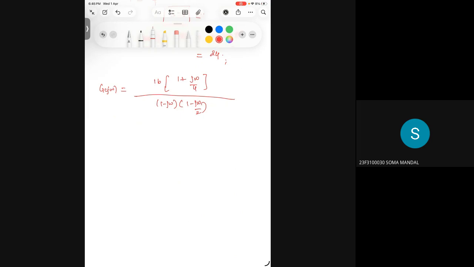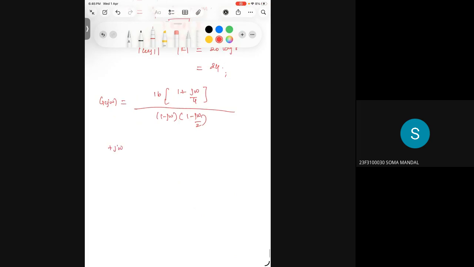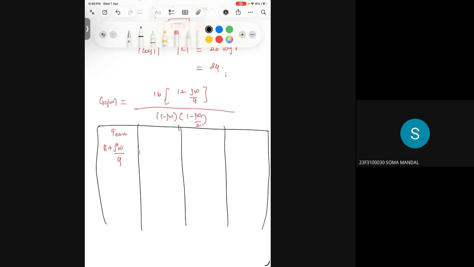Okay. For Bode plot, how will you do it for this kind of system? We found the corner frequencies for all these terms. First, for the numerator term, 1 plus j omega by 4, the corner frequency. First, I'm writing a table to find it easily. Corner frequency, slope, change in slope.